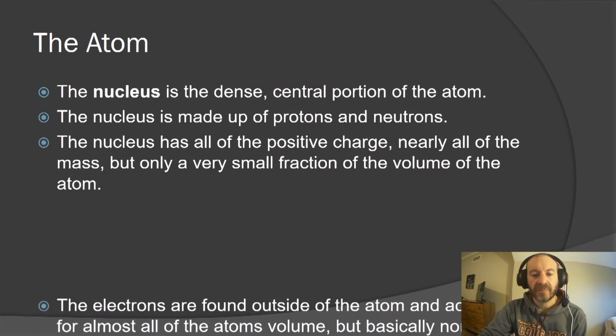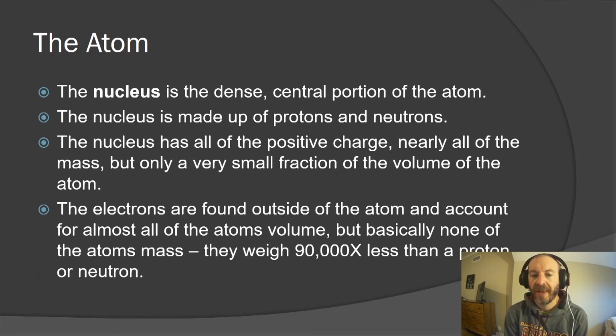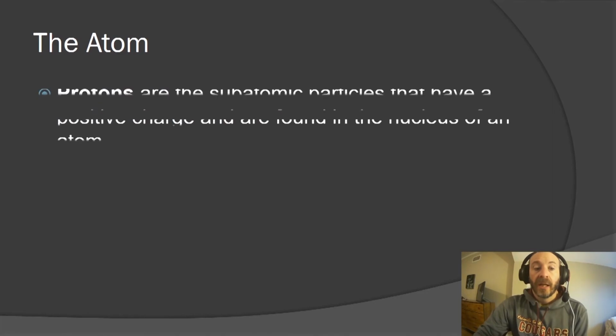Okay. And then the electrons, they're on the outside of the atom, and they account for almost all of the atom's volume. They're very spread out, so they make up most of the volume of the atom, but almost none of the mass. That's because they weigh about 90,000 times less than a proton. So they really don't do much for the mass of the atom because they're so much smaller than a proton or a neutron. Okay, so those things you should have.